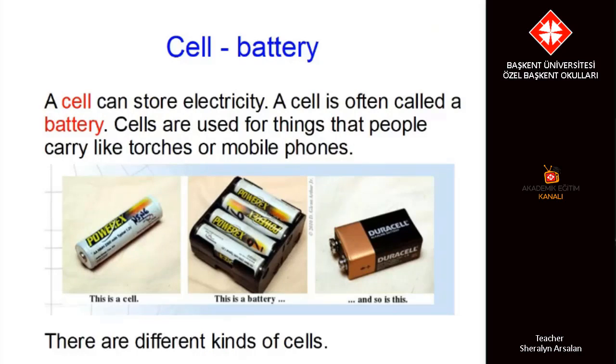Cells and batteries. A cell can store electricity. A cell is often called a battery. Cells are used for things that people carry, like torches or mobile phones. There are different kinds of cells. Have a look at the pictures. We have a cell on its own and then two batteries. Can you see the differences?